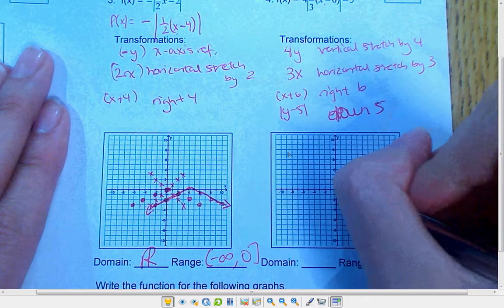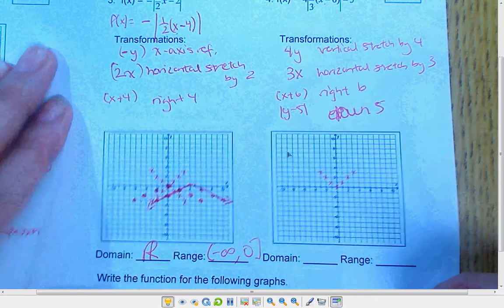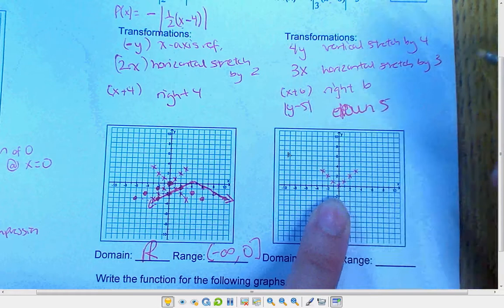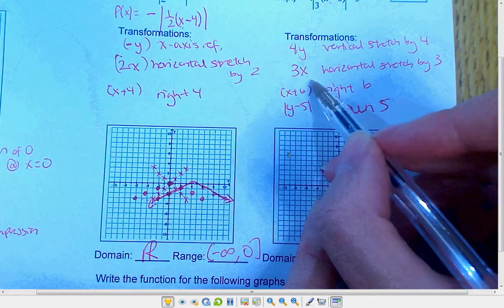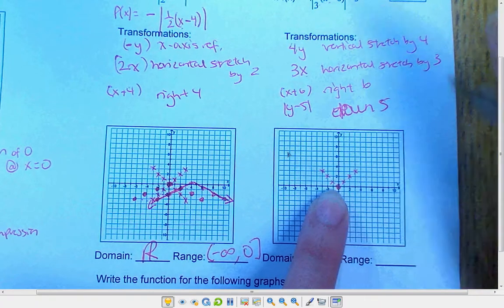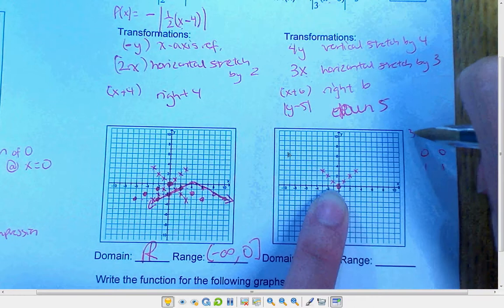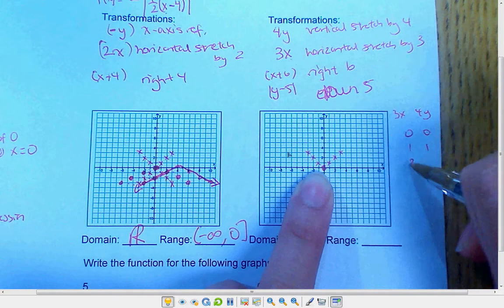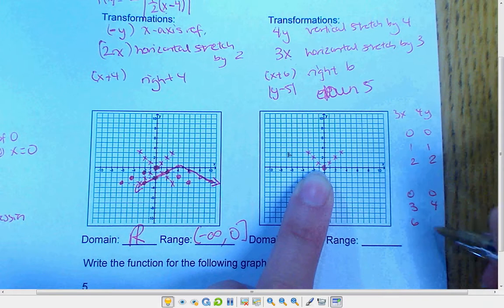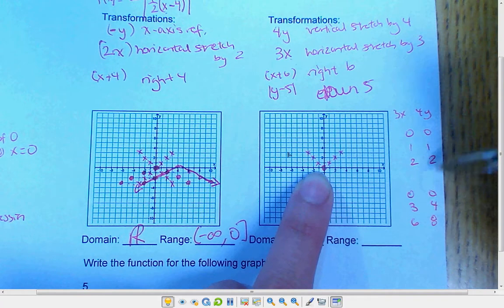Okay, so again, we're going to start off at our parent function. And so if this is our parent function, we're going to first do our stretch. So this one's a little complicated. We want to multiply our x's by 3 and our y's by 4. So 0, 0 still stays 0, 0. But before, it was 1, 1. When I multiply 3 times x, 4 times y, 2, 2, this is going to become 0, 0, 3, 6. And then my y's are going to become 4 and 8. So I'm multiplying all my x's by 3, all my y's by 4.